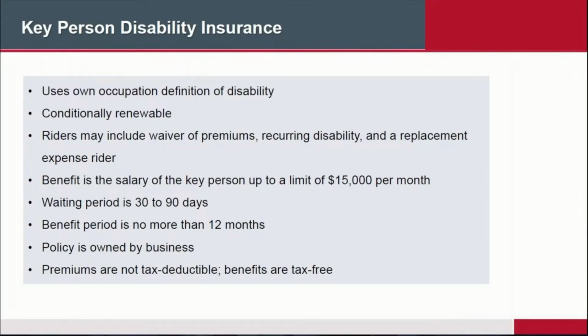The policy is, of course, owned by the business. In other words, I buy a policy on your life. However, the premiums are not tax deductible and the benefits are tax free. So whatever you've insured for me, $15,000 a month. Remember, the employer is paying the premium. But when I get that $15,000, it is mine, and it's totally tax free. So key person disability insurance, just like key person life insurance, is a very important product for people other than the owner themselves, who should have their own plan anyway, but this is for individual key people.